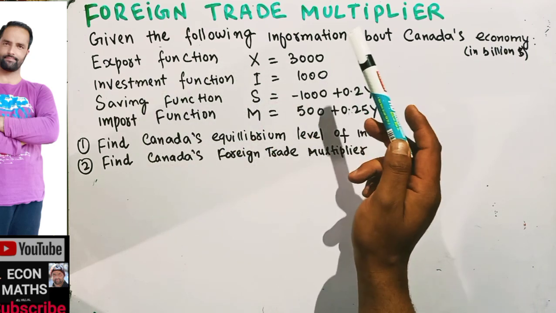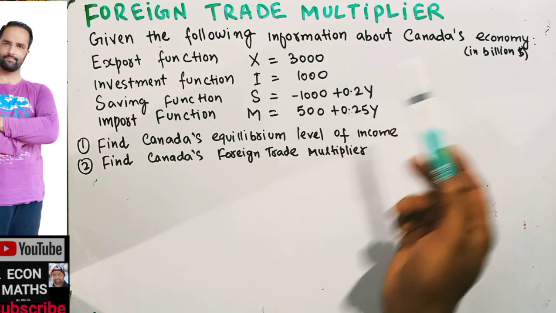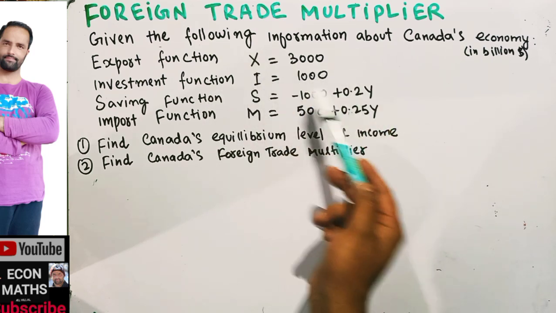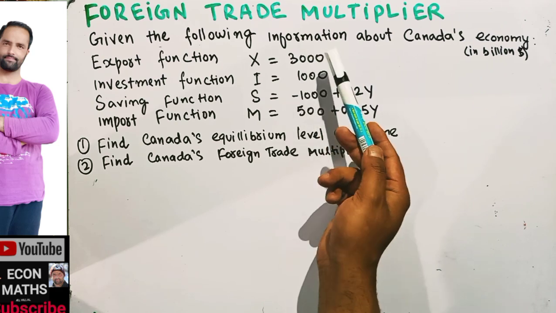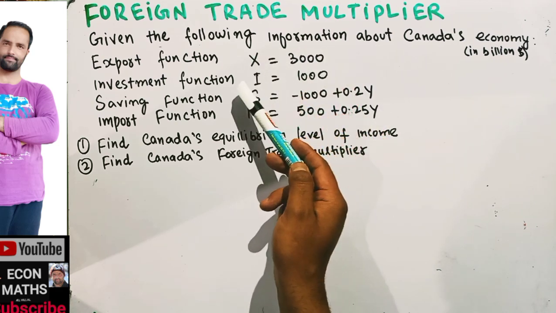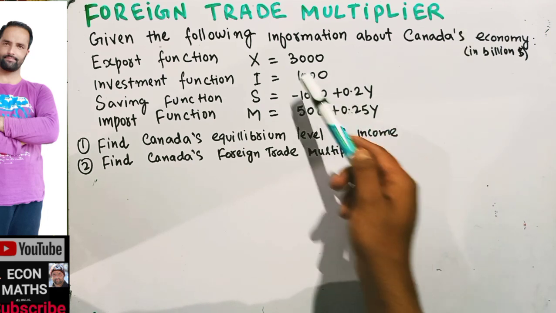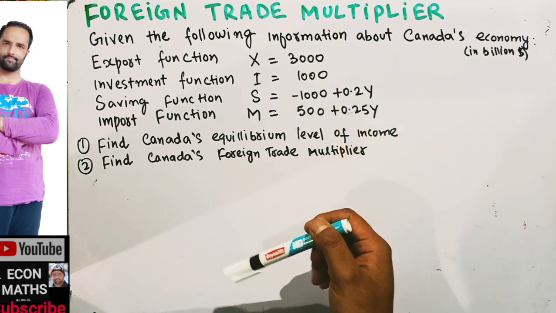x is equal to $3,000 billion. Investment function is $1,000. These are autonomous here because they do not depend upon the level of income, and this investment does not depend upon the level of interest rate. So these are the autonomous things being given to us.